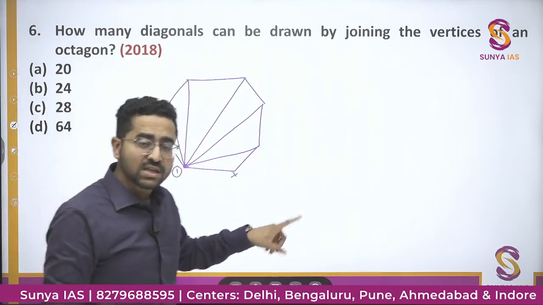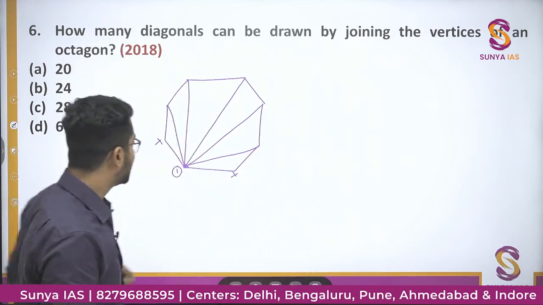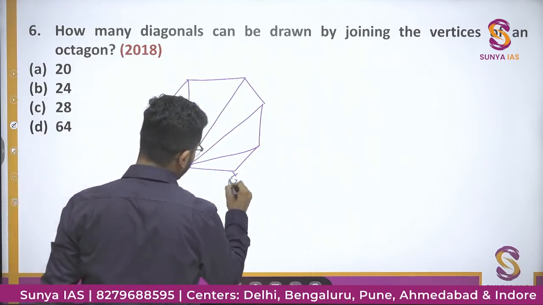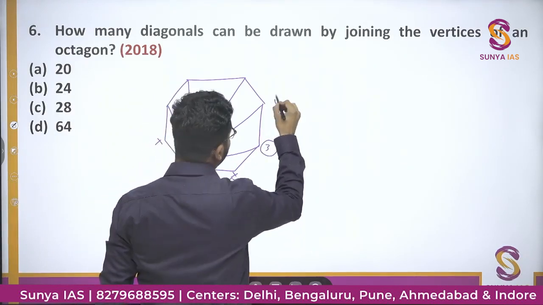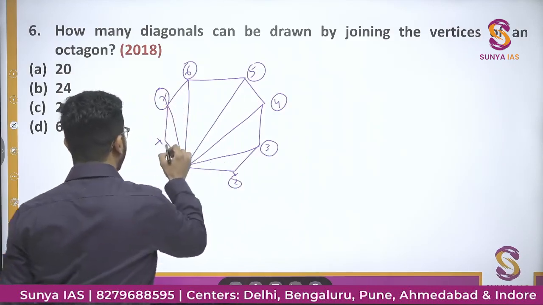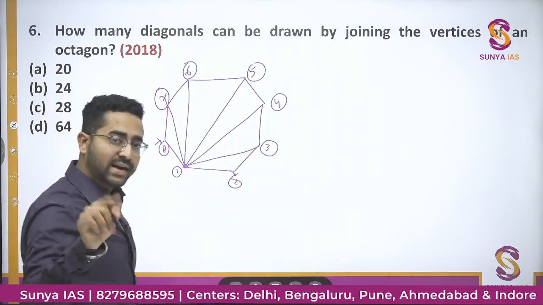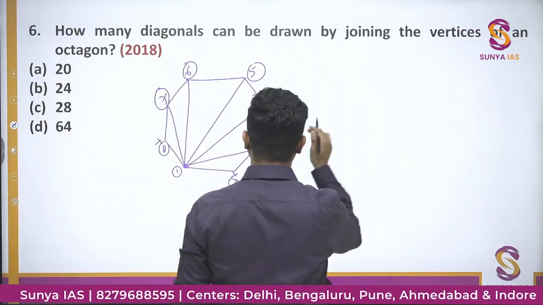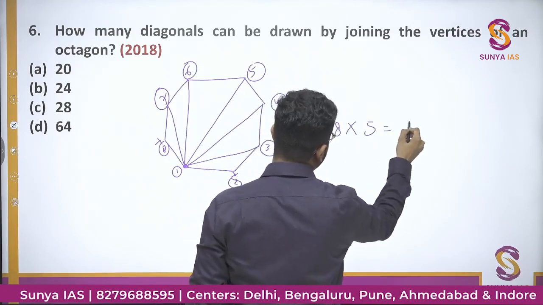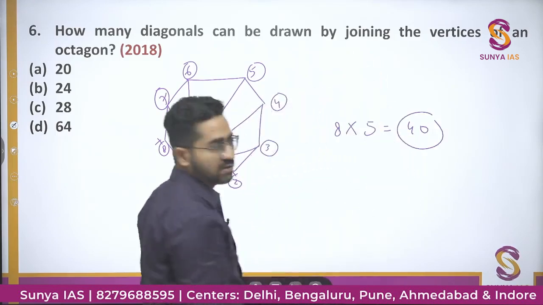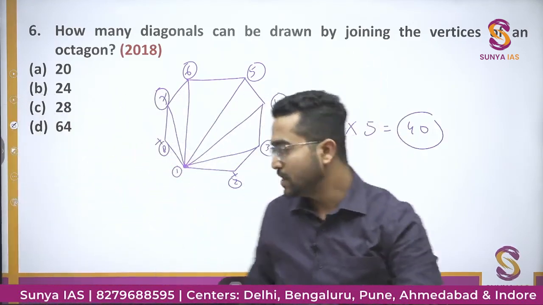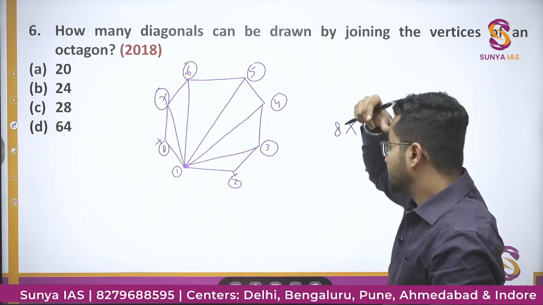From one vertex, how many diagonals are we getting? Five. Then how many vertices are there? 1, 2, 3, 4, 5, 6, 7, and 8. There are a total of 8 vertices. From one vertex, we are getting 5 diagonals. Then from 8 vertices, how many diagonals will there be? 40. That is, there will be a total of 40 diagonals from all the vertices.